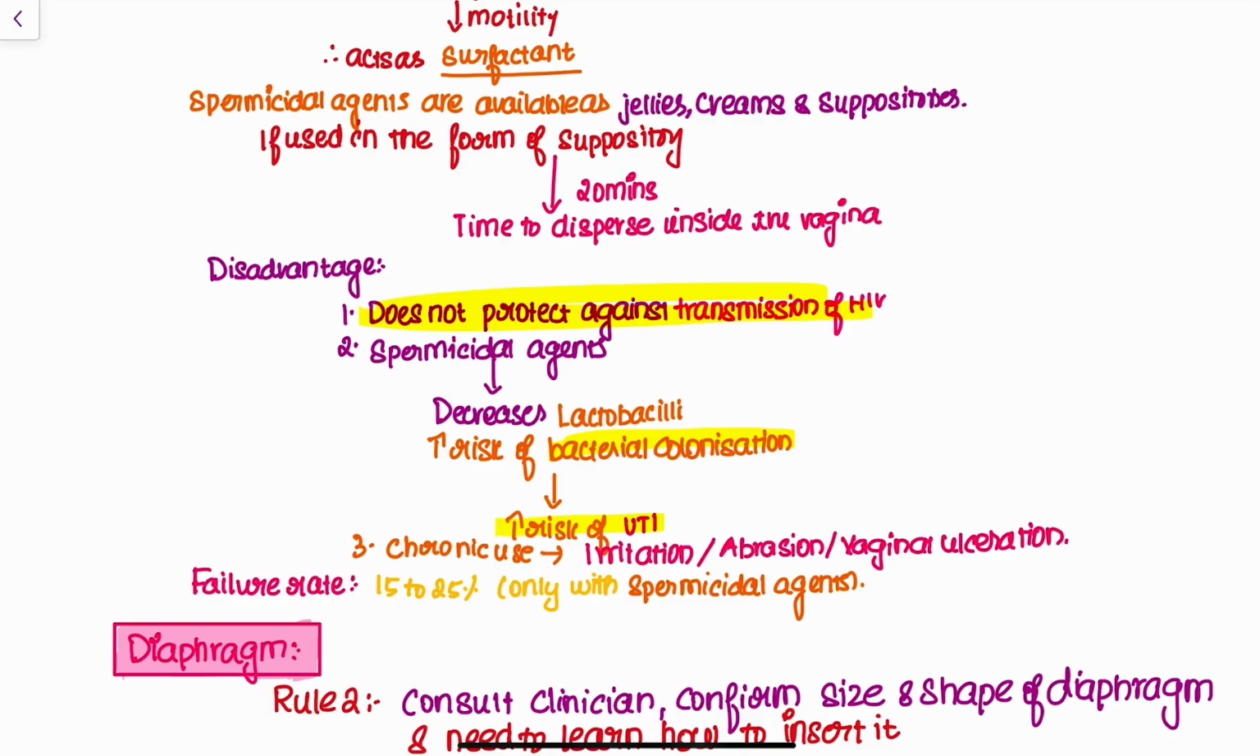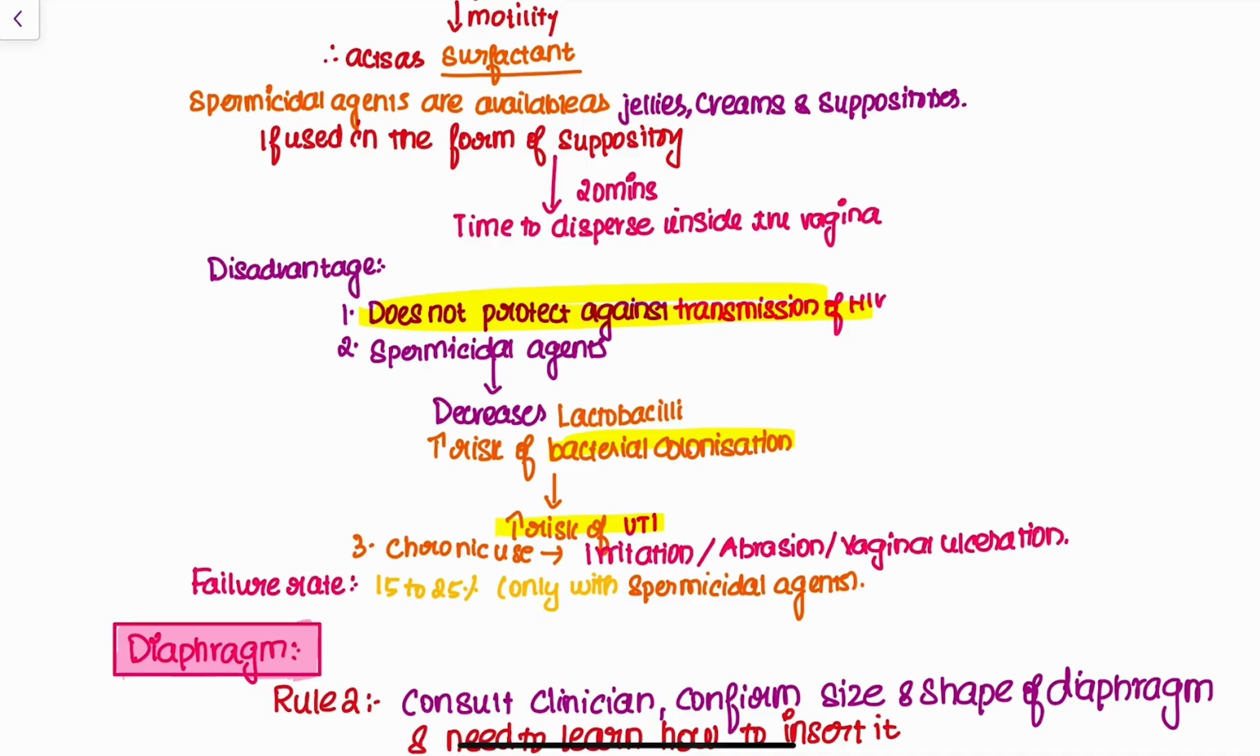And the third important disadvantage is that if you use this diaphragm over a longer period of time, let's say for example chronic usage of the diaphragm is present in some patient, it may lead to some sort of irritation, and there might be some abrasions in her vagina. In the cervix there might be erosions, and it might lead to vaginal ulceration in the long run, right? So these are the disadvantages with respect to the spermicidal agents.